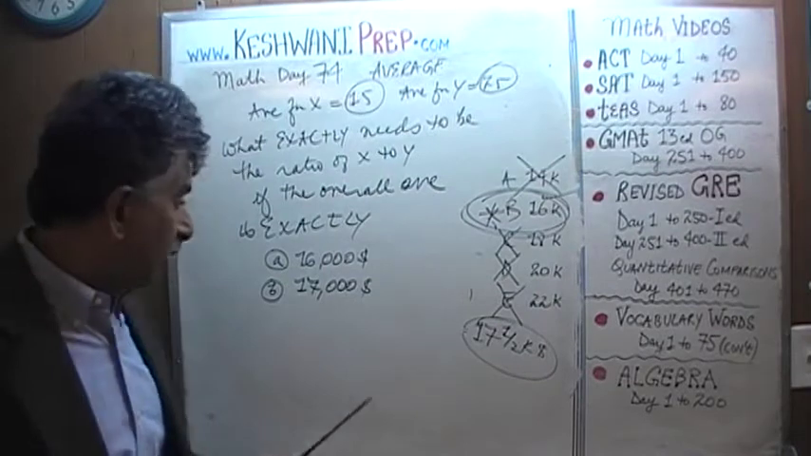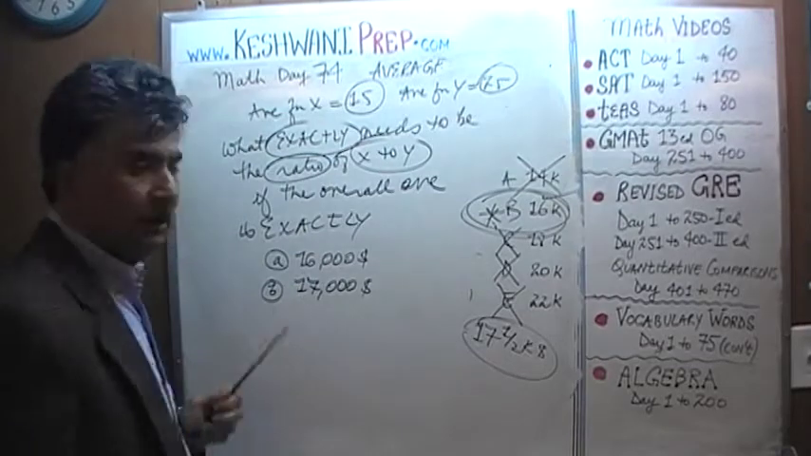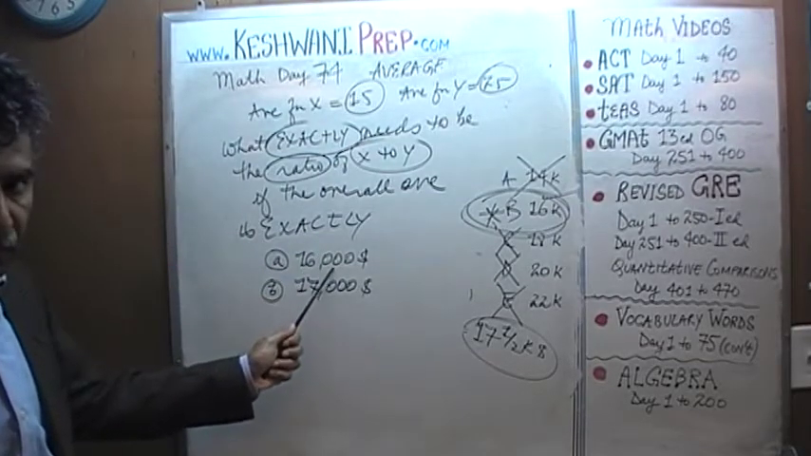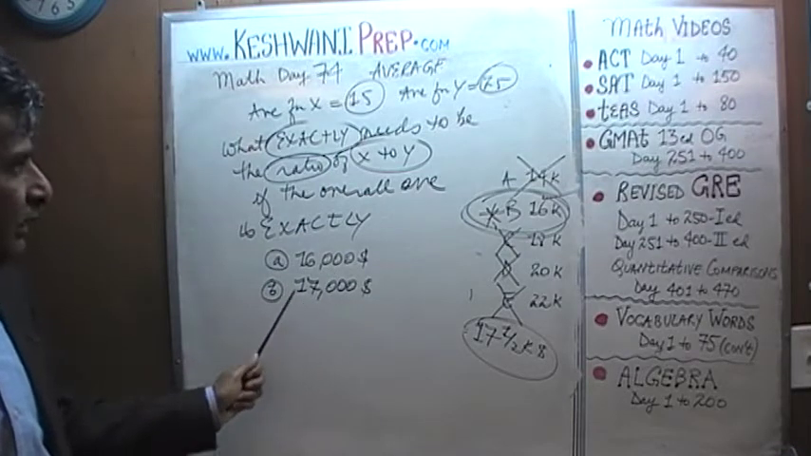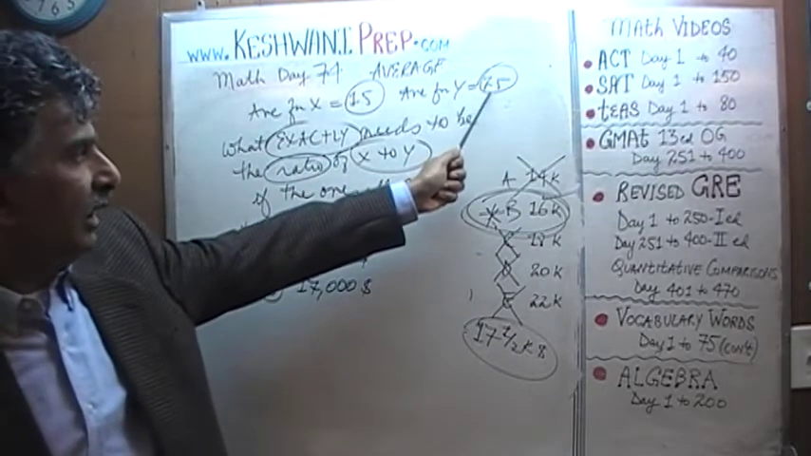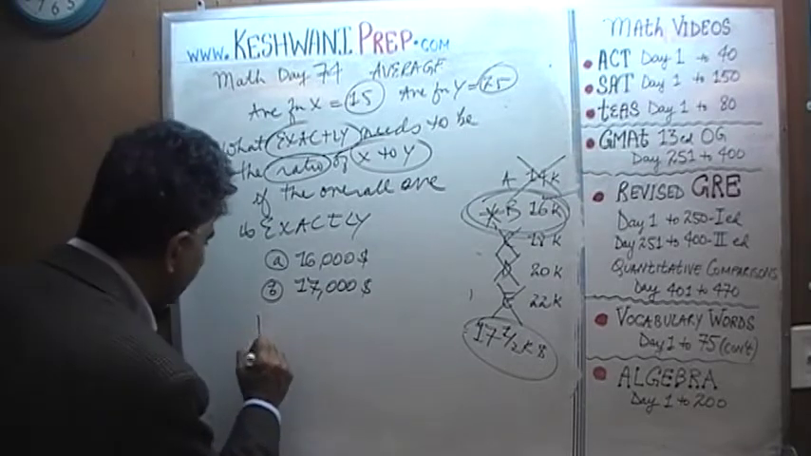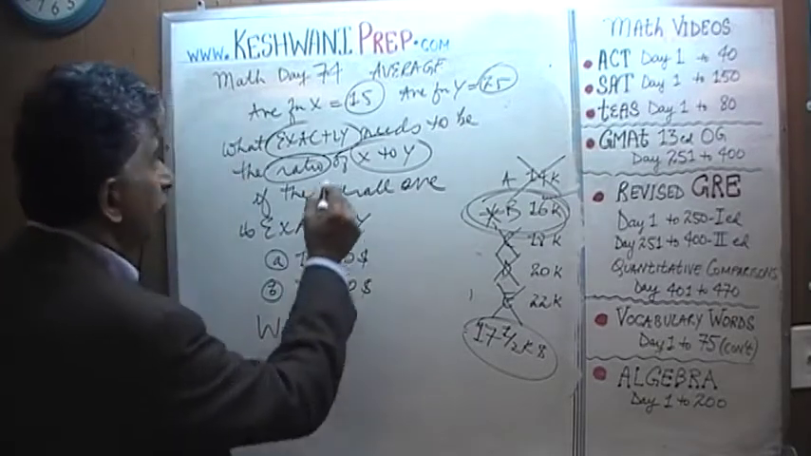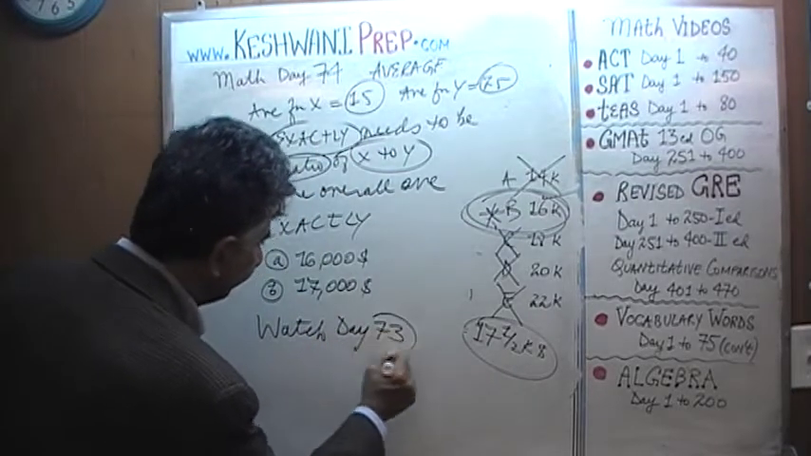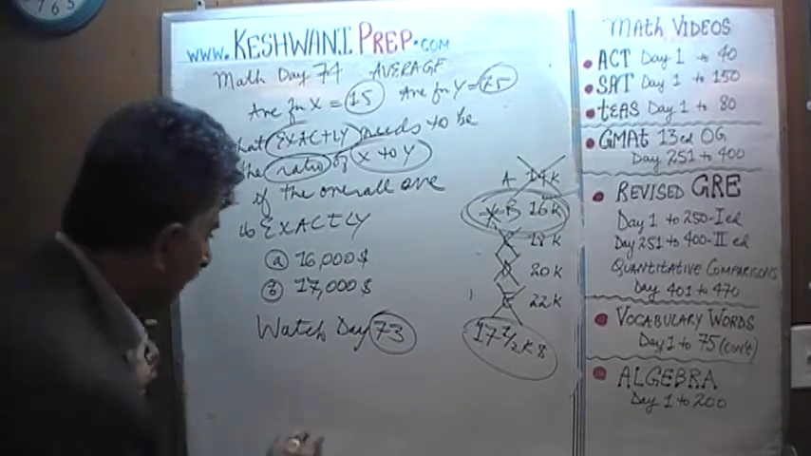What I want you to do for homework is to find out what exactly needs to be the ratio of X to Y in order for the overall average to be exactly 16,000, part A, and then 17,000, part B, given the fact that we are told that the average salary in department X is 15,000, and the average salary in department Y is 25,000. Now, in order for you to be able to do this problem, you're going to have to watch day number 73, yesterday's video. But you can't watch yesterday's video because yesterday's video is a continuation of day number 72.